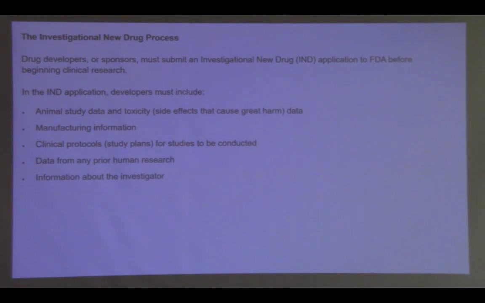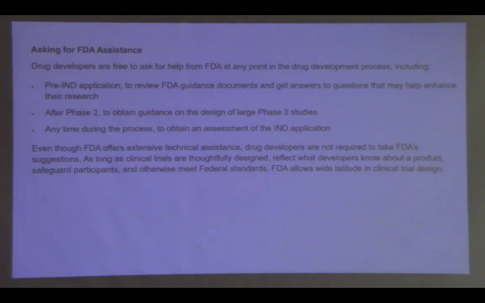Let's see, this is kind of a little bit too much information, but you have to apply for a new drug application through the FDA. So it kind of shows you what steps you need to go through to get there: animal studies, manufacturing information, clinical protocols, data from human research, information about the investigator. So everybody's highly scrutinized, and this is how we keep people safe and bring quality medicines to market.